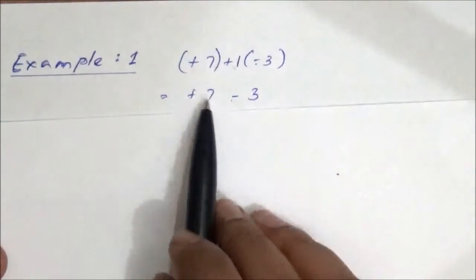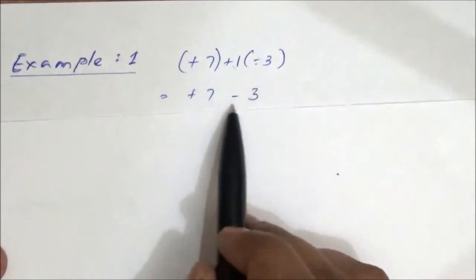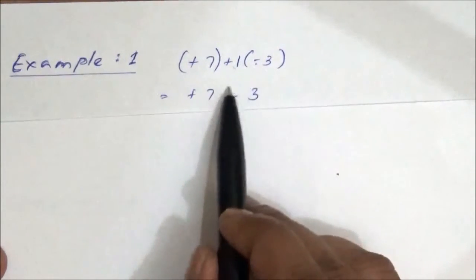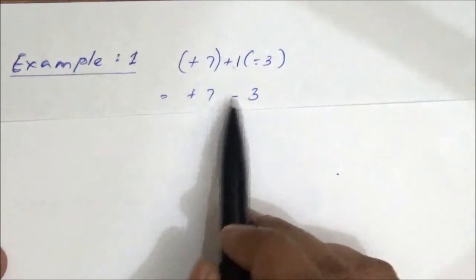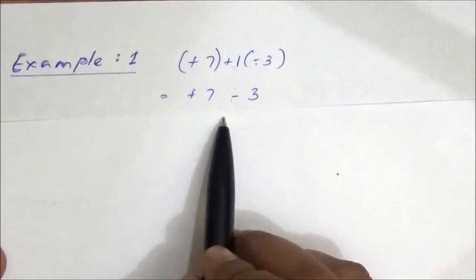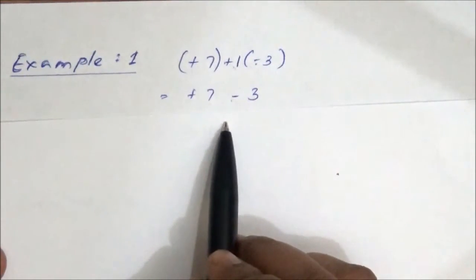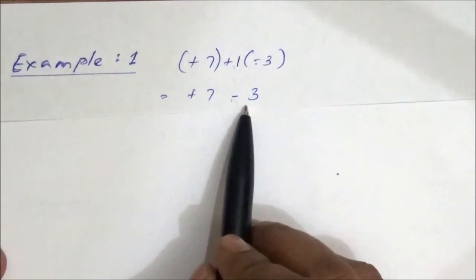So now see that one is positive, the other one is negative. You can't add them. That's why I said find the difference between the numbers.